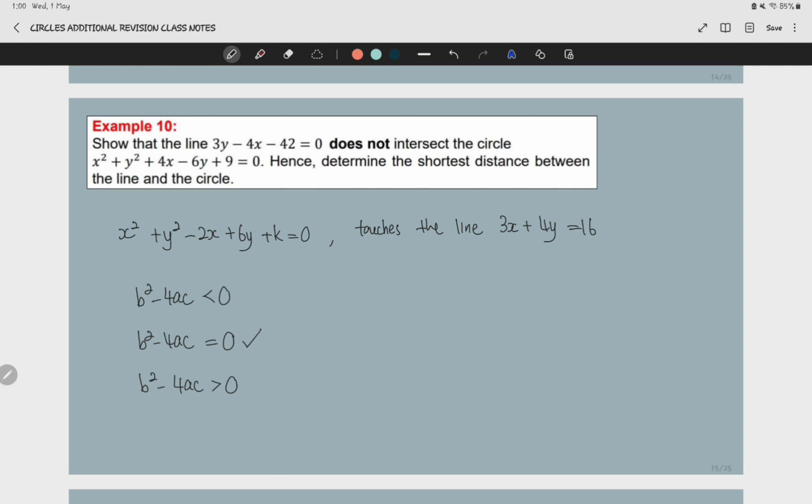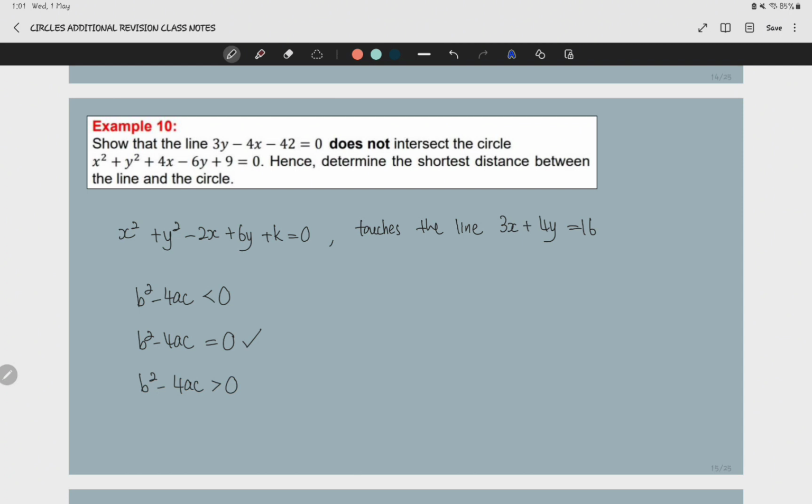Same as before, you take the straight line and make it in terms of x or y, up to your preference. Substitute into the circle equation. Rearrange, then substitute into b square minus 4ac equals 0. Because you notice that your k is part of your c, you will get your k value. Once you get your k value, you can find your y value or x value. Then you can find the intersection point. For example 9, they say hence determine the point of contact. Can you see it only mentioned the point of contact? Means there is only one intersection.